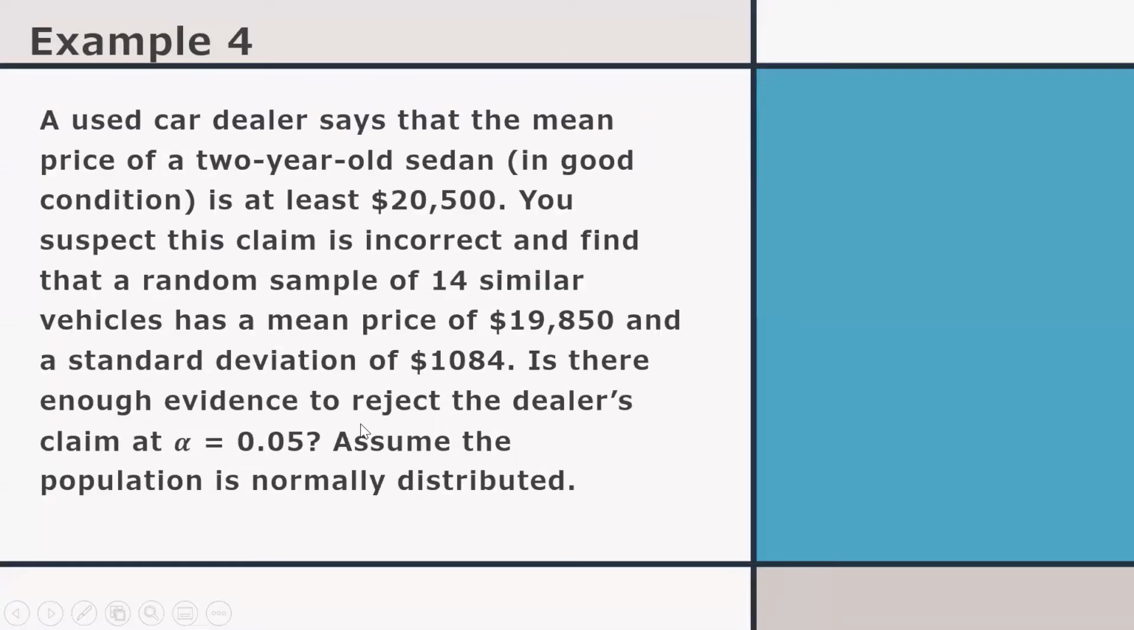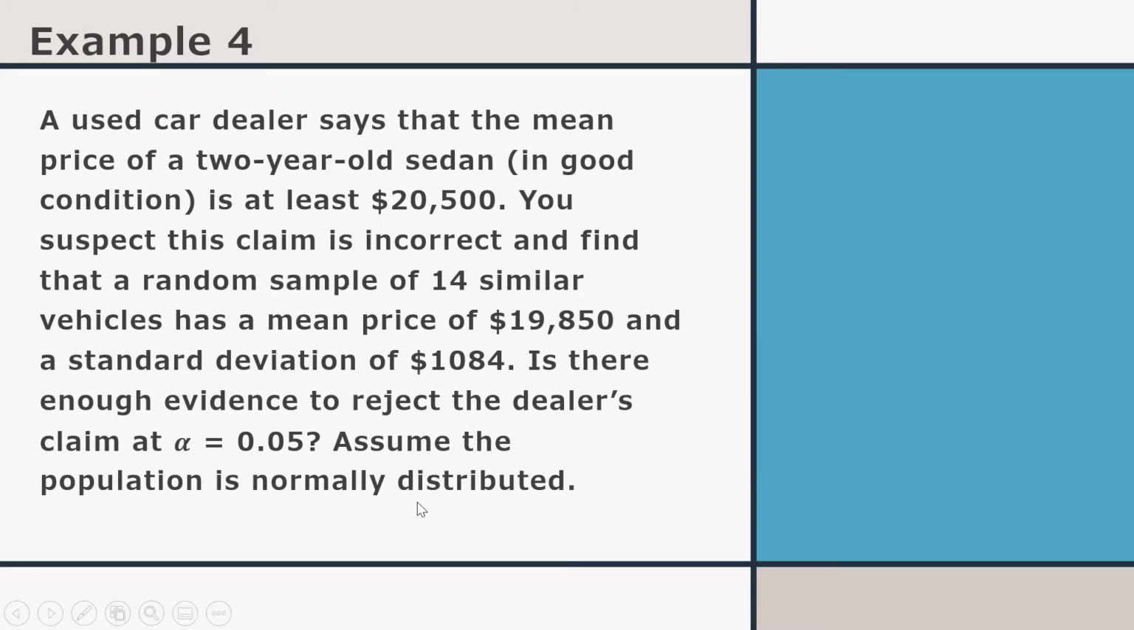Let's have example number 4. A used car dealer says that the mean price of a 2-year-old sedan in good condition is at least $20,500. You suspect this claim is incorrect and find a random sample of 14 similar vehicles has a mean price of $19,850 and a standard deviation of $1,084. Is there enough evidence to reject the dealer's claim at alpha 0.05? Assume the population is normally distributed.